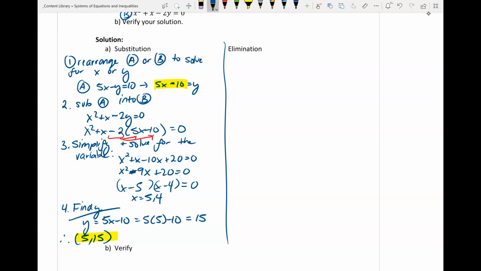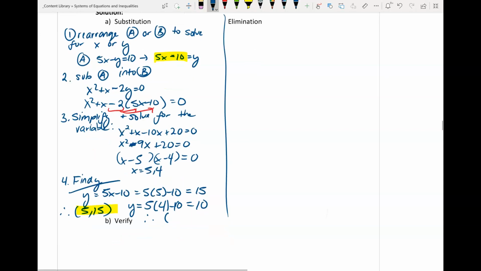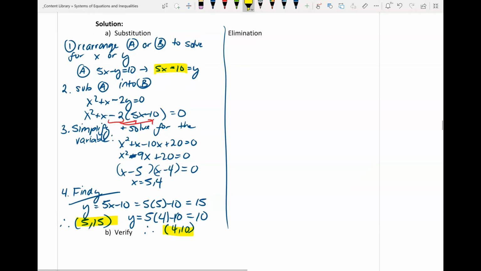And then we'll do it for the other one. But in this case, x is going to be 4. And this is going to be 10. So therefore, our other set, that's our answer, is going to be 4, 10. So our x value is 4, our y value is 10. And I'm stating it as coordinate points. You could also state it as x equals 5, y equals 15, and x equals 4, y equals 10 if you wanted to. So this is one method of solving for a system of equations.